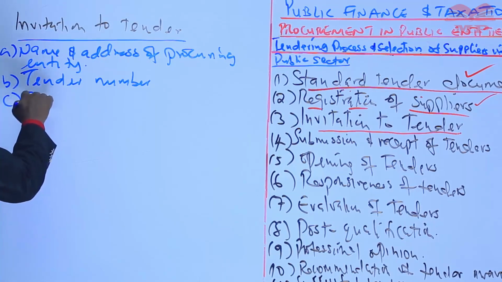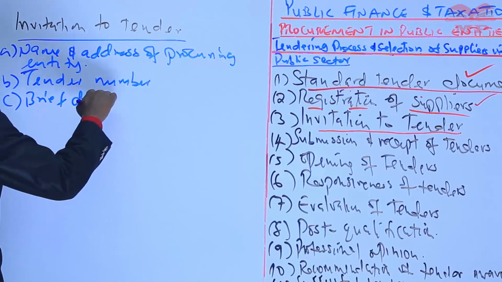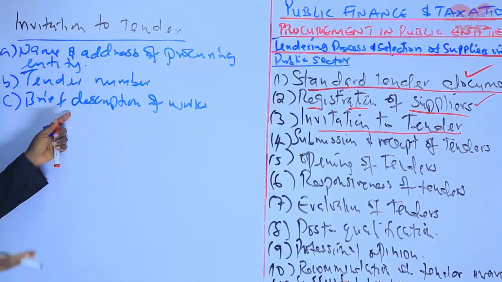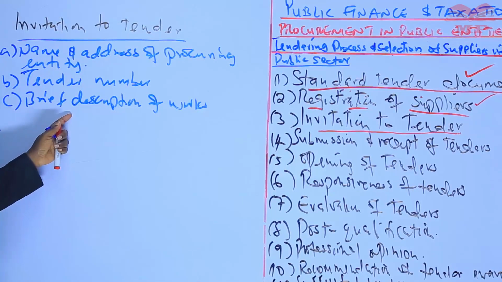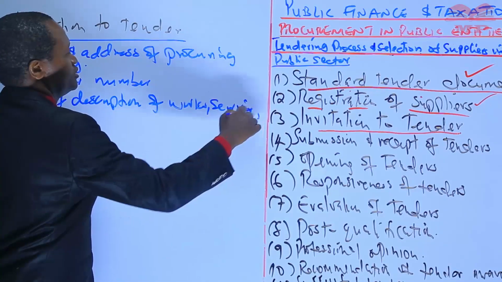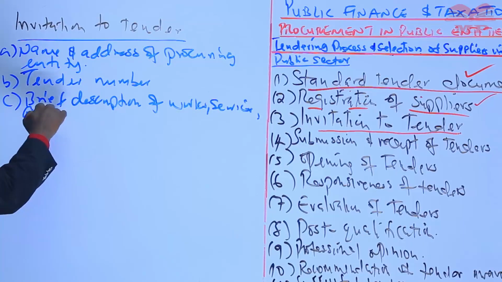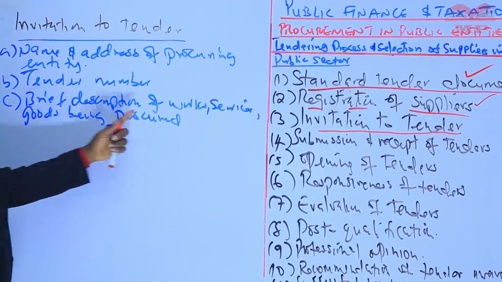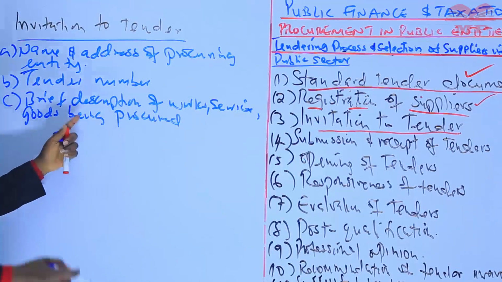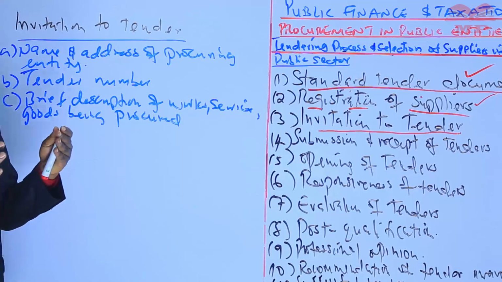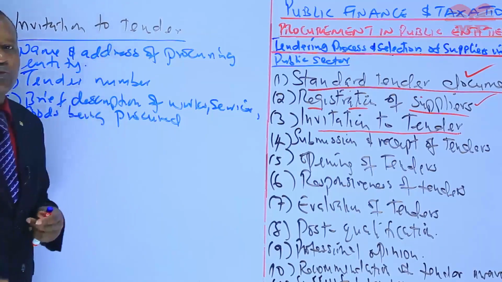Then there ought to be a brief description of the goods, works or services being procured. A brief description of works, services, and goods being procured, and that should include the time limit for delivery or completion.